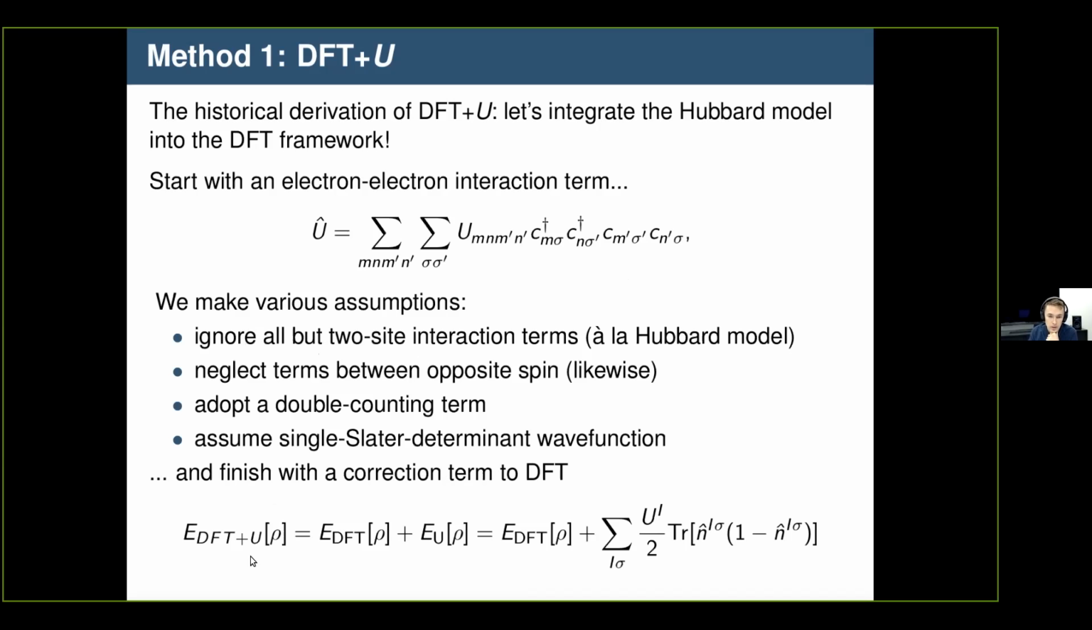So we've now got some sort of DFT+U density functional, and all it is, is a correction. You've still got the density functional theory functional, but then you've got this additional term here. And so this correction is selectively applied to spaces which are suspected to be correlated.